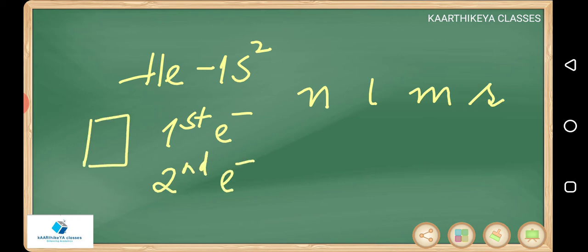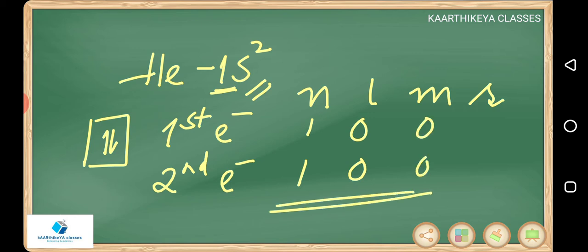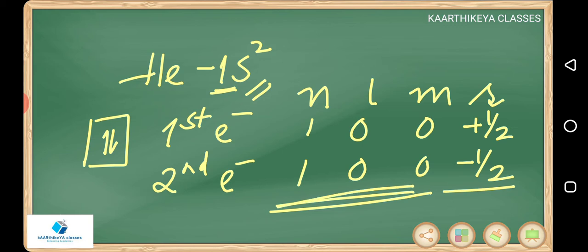the orbital is the same, the first level orbital, so the n value is the same. The s orbital is there, so the l value is the same. If the l value is 0, m is also 0. So all these three values are the same for both electrons. But the first electron's spin is taken as +1/2, and the second electron's spin is taken as -1/2. 3 may be the same, but all are not the same.